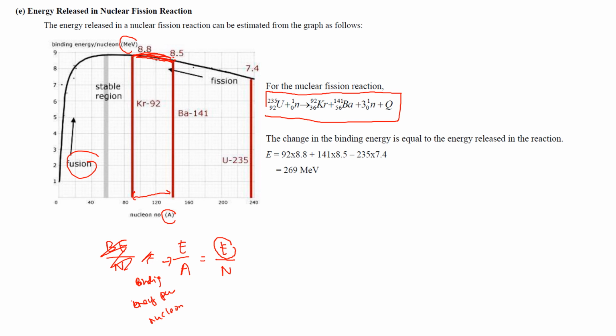Okay, so minus the heavy. Okay, this one is the fusion lah. Okay, this one is fusion. Okay, this one is the fission. Okay, so minus the fission lah. Okay, fission kat sini we have uranium 235 with the binding energy over nucleon, okay, 7.4. So we will get the change in binding energy is equal to 269 mega electron volt.